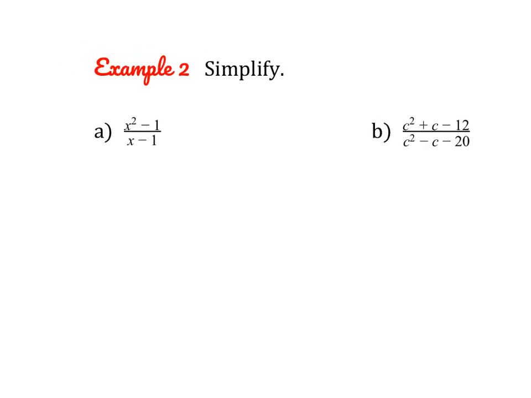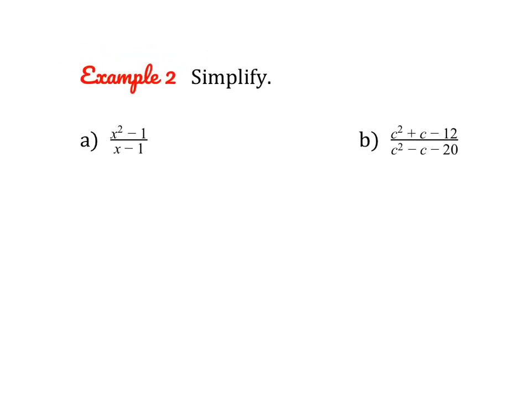Okay, let's try a couple where we have to do that step 1 where we factor. So in example A, we have x squared minus 1, and then we have over x minus 1. So x squared minus 1, we can actually factor using difference of two squares. So if you remember, the difference of two squares was that a plus b times a minus b when you have subtraction with two perfect squares. Remember, 1 is a perfect square. So you can factor and it becomes x plus 1 times x minus 1. That's the factored form of x squared minus 1.